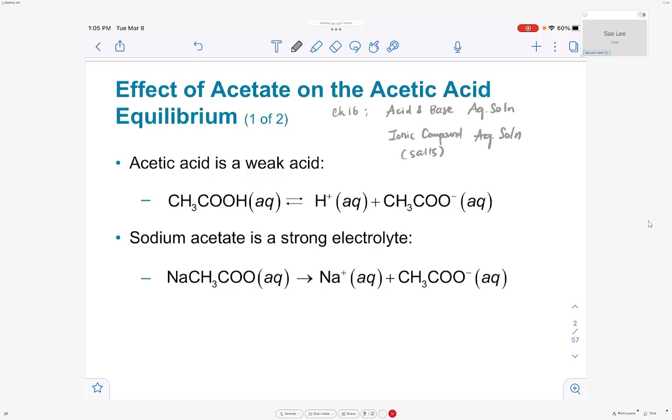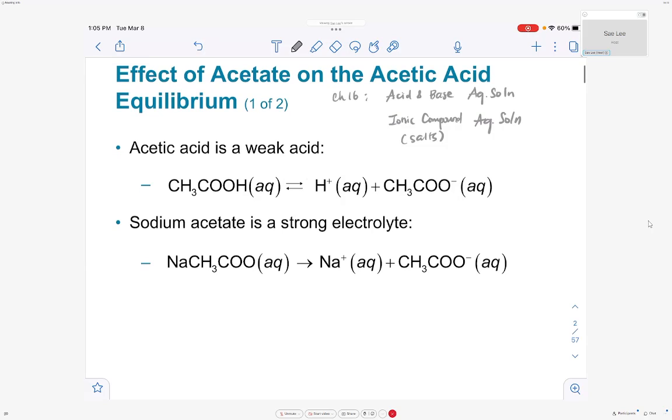Now we will learn about a little bit more complex situation where we have weak acid and soluble salt of that acid mixed together in aqueous solution. Okay, this is what we're going to learn today.